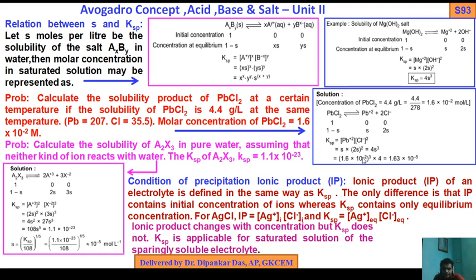Okay, as given, so that's why it is 4. So the Ksp value is 1.63 × 10^-5.